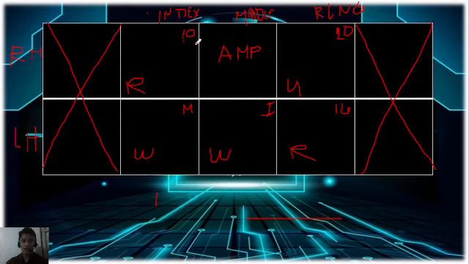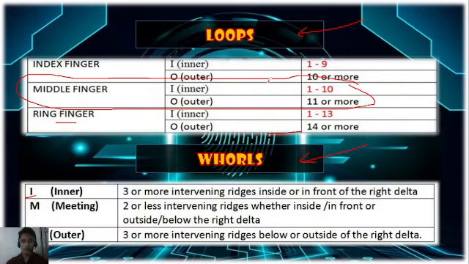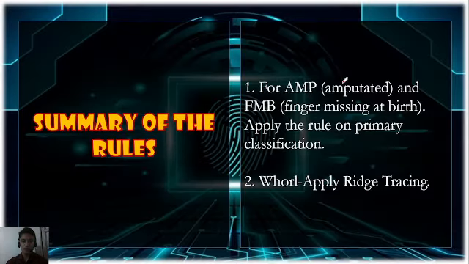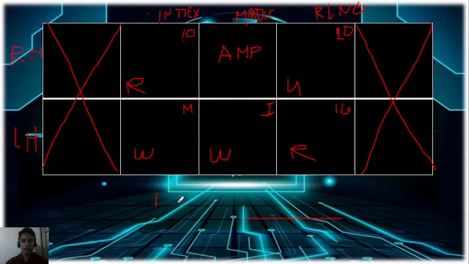So gusto nating i-sure, balikan natin ulit yung table. Ito yung table natin kanina. So, sabi natin, kapag yan ay inner, 1 to 9. Okay? Outer naman po siya kapag 10 or more. So, sagot. Ano yung ilalagay natin dito? 10 ridge count siya. Kaya ang ilalagay natin sa classification formula, that is outer. Okay, outer or letter O.